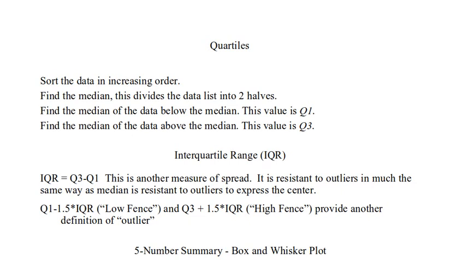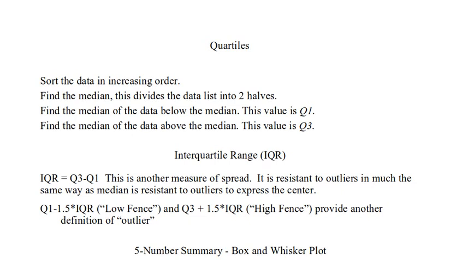The interquartile range is our last measure of variance, of the spread of the data. And the interquartile range is simply Q3 minus Q1, the third quartile minus the first quartile. It is resistant to outliers in much the same way that the median is resistant to outliers when we are interested to express the center.